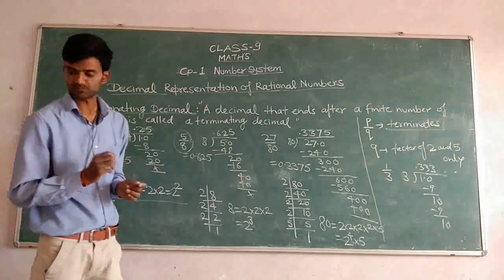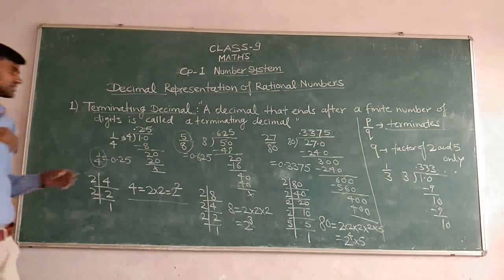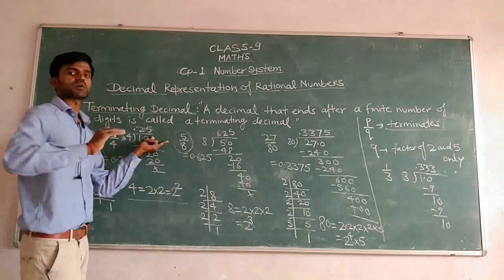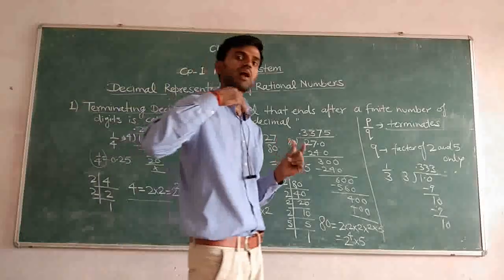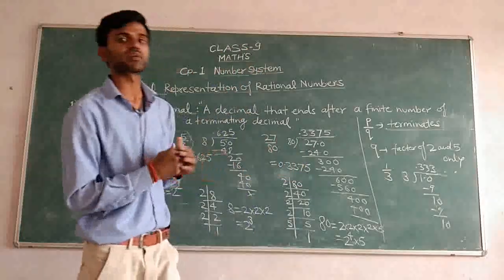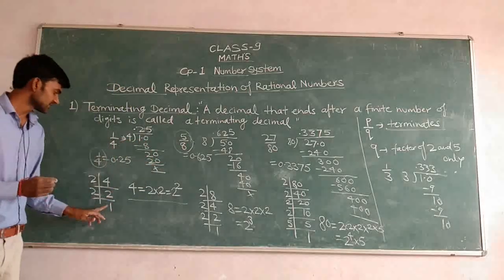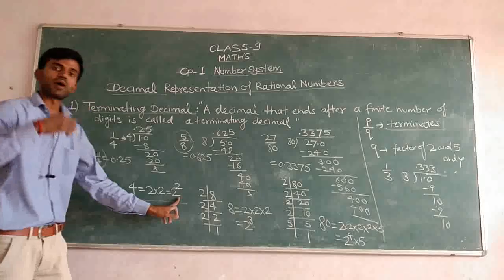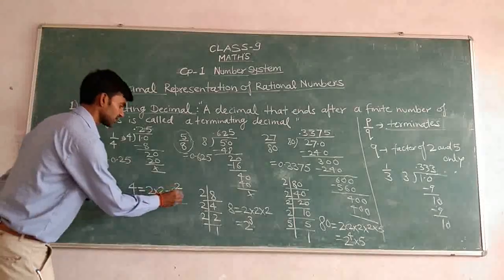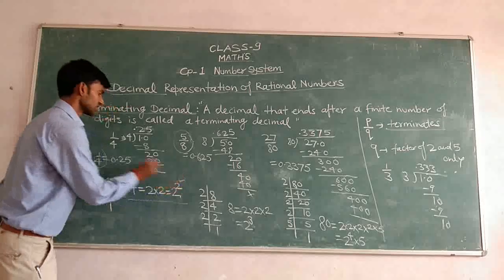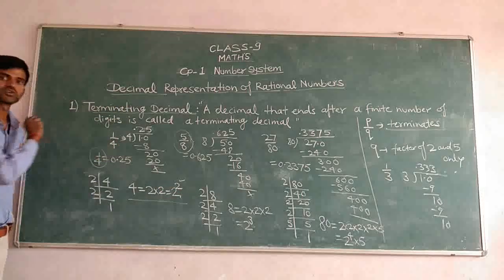Now the second important rule: without actually dividing the rational number, we can say after how many digits it will terminate. Okay, 1 by 4. Factorize. Look at the maximum power of the factors 2 or 5. The maximum power of 2 is 2, so it will terminate after 2 decimal places. 1 and 2.